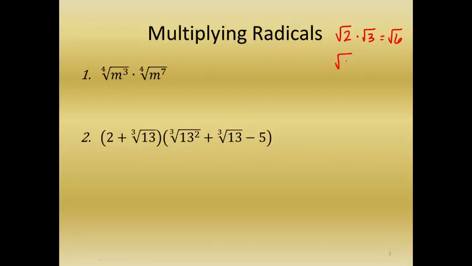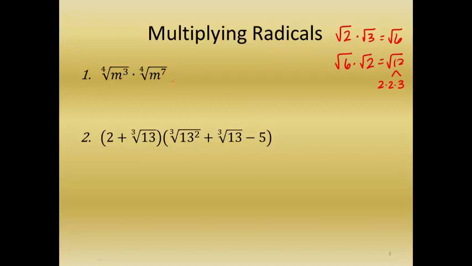Now in the event that you multiply something like the square root of 6 times the square root of 2, and you get the square root of 12, this could be broken down to 2 times 2 times 3, so you would have to continue to simplify it. So we'll go ahead and take a look here.